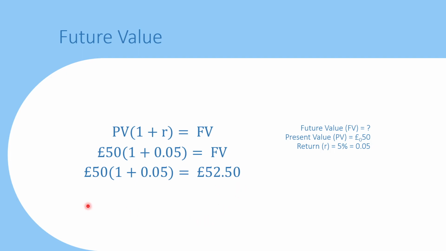And that's all we've done. And it's that simple. You've just used that equation, which we have calculated or derived ourselves, and we've found the future value by being able to input the present value and the rate of return.